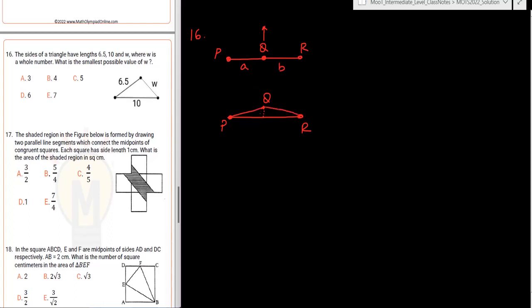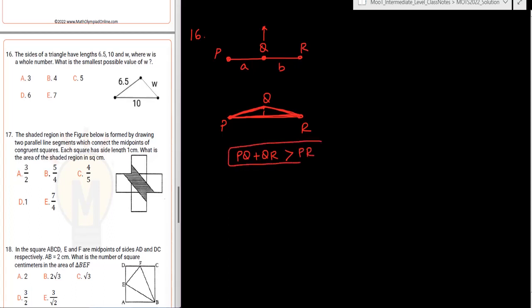Now notice that once you lift it up, this PQ plus QR will always be longer than this, because this direct straight line from P to R is the shortest distance from P to R. The moment you lift the Q, the distance becomes more. So that means PQ plus QR will always be greater than PR, isn't it?